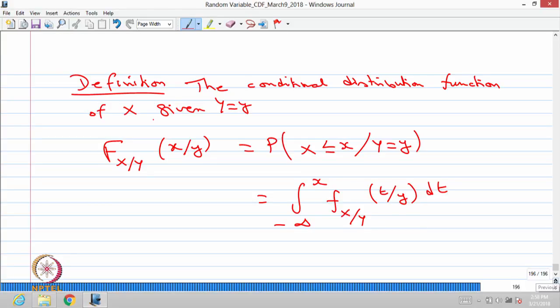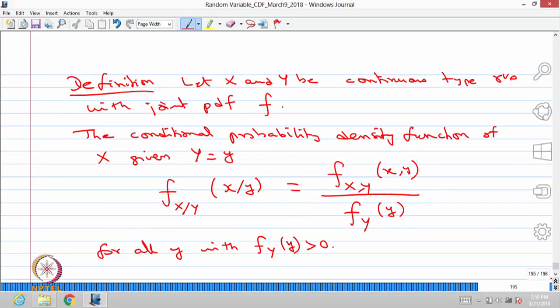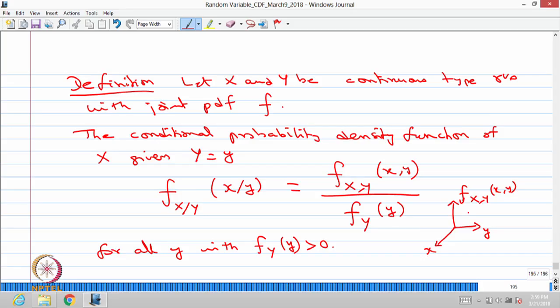The way I explained the conditional probability mass function, one can visualize the conditional probability density function also. Always the joint probability density function is the surface over the xy plane. That means this function is always greater than or equal to 0, and the double integration over the region in which it is greater than 0, that volume has to be 1.